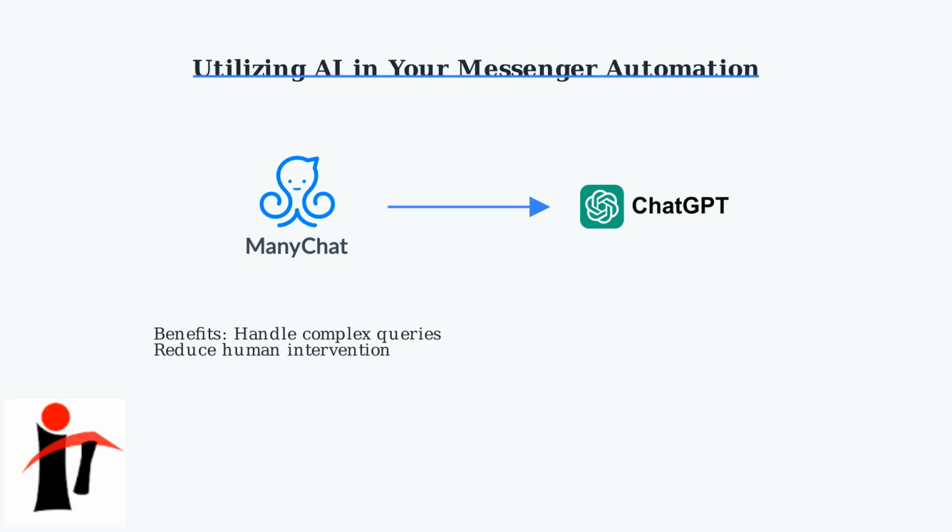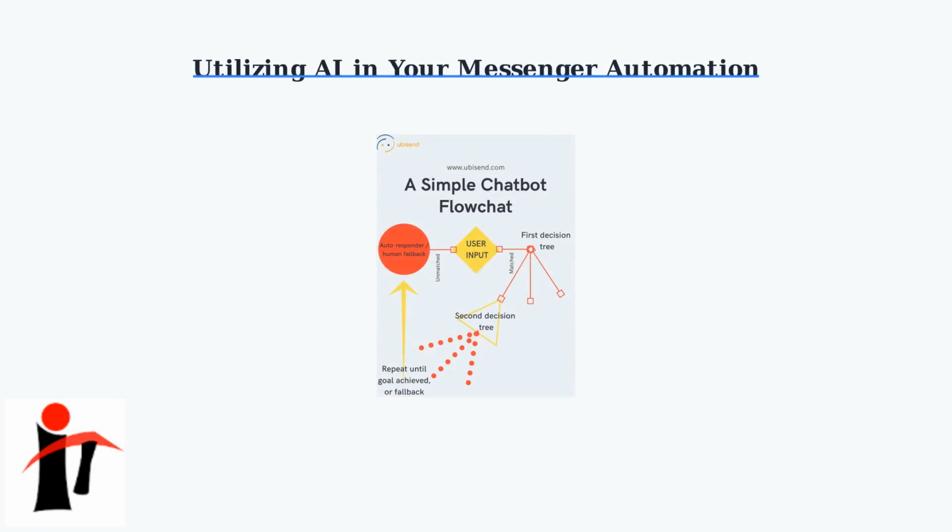AI-powered chatbots use decision trees and autoresponders to process user inputs, routing simple queries to automated responses while escalating complex ones to human agents. The AI analyzes customer data to personalize responses, making each interaction feel more tailored and engaging for users.